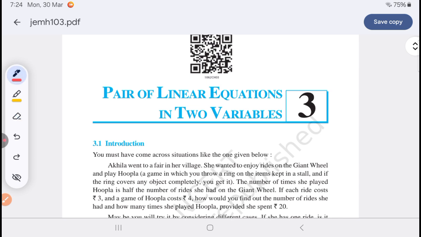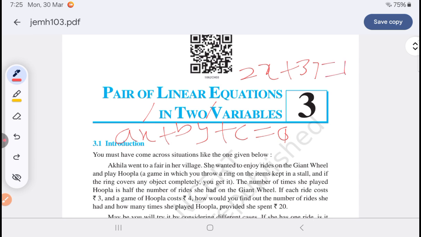ax plus by plus c equal to 0, where a, b, c are real numbers and x, y are variables. Example: 2x plus 3y equal to 12. This is one example. Another example is x minus y equal to 1.